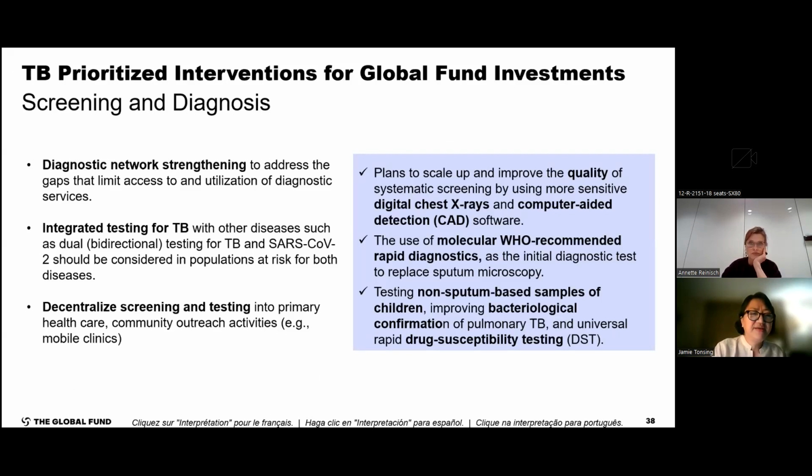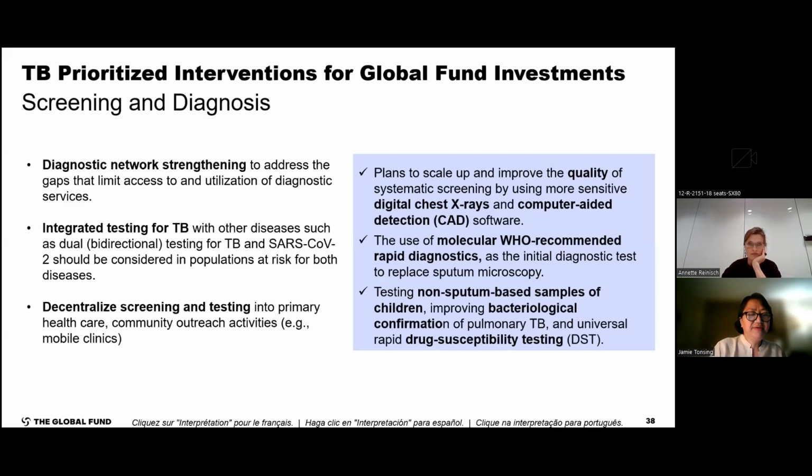So on screening and diagnosis, the priority interventions are diagnostic network strengthening to address the gaps that limit access to and utilization of diagnostic services. This could be in the form of optimizing services. This could be in the form of scaling up new diagnostic centers, but the end point here is how to improve access to diagnostic services.